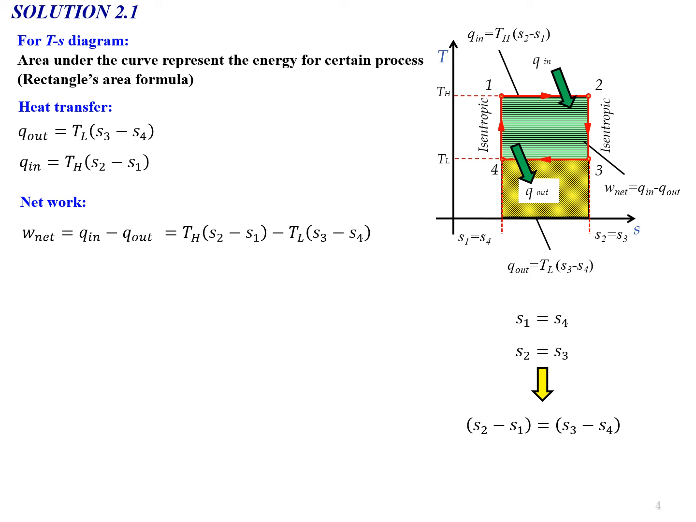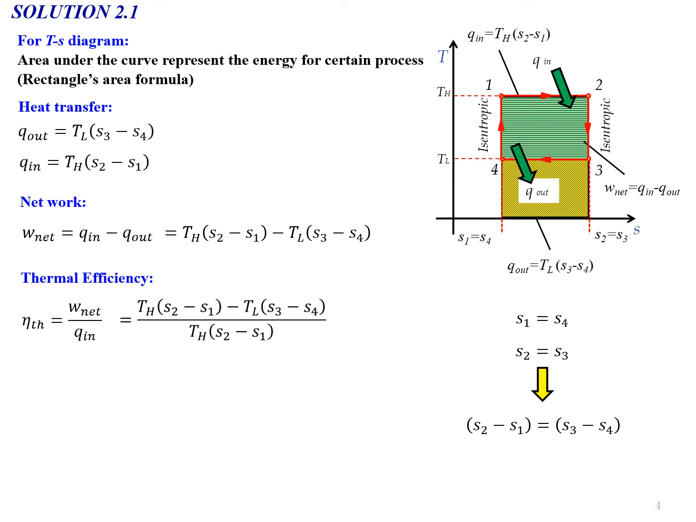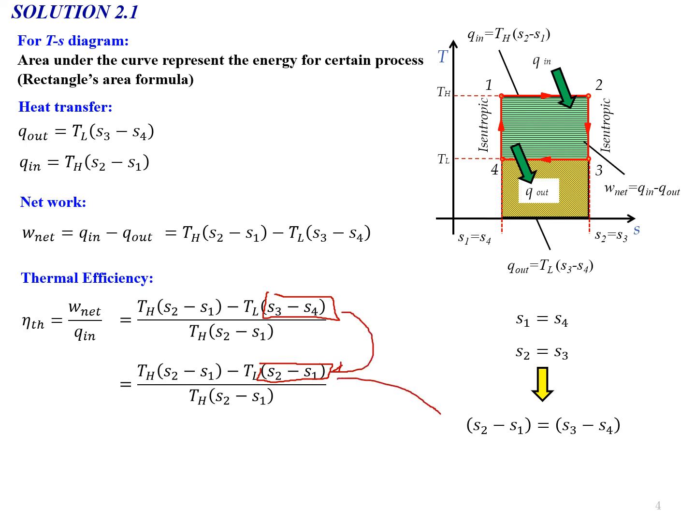We can expand this equation and put the Q in and Q out equations in the work net equation, and the thermal efficiency is given as follows: work net divided by Q in. We also can expand this equation to be something like this. From this equation, we can see that S3 minus S4 is replaced by S2 minus S1, because S2 minus S1 is equal to S3 minus S4. After we replace this, we can eliminate this and it becomes something like this.